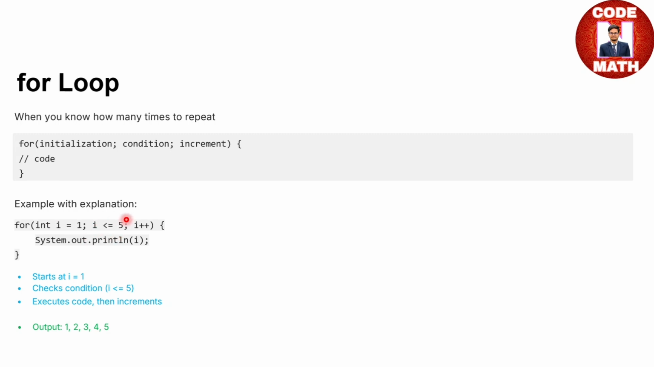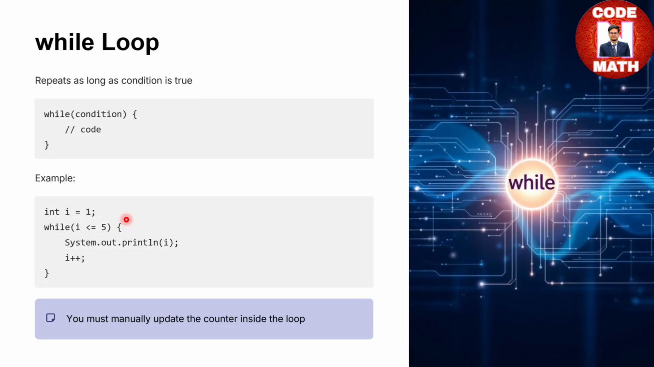So now moving to the next loop, that is the while loop. When you don't know how many times the loop will repeat, at that time the while loop is perfect. If we talk about a practical example, as long as the internet is on, YouTube continues playing. Condition true means keep going. If condition false, then stop there only.